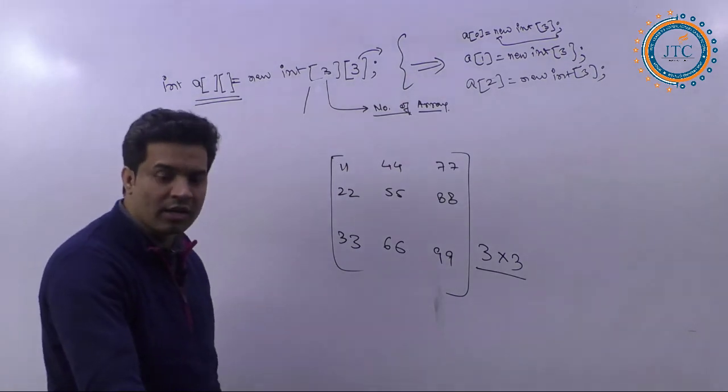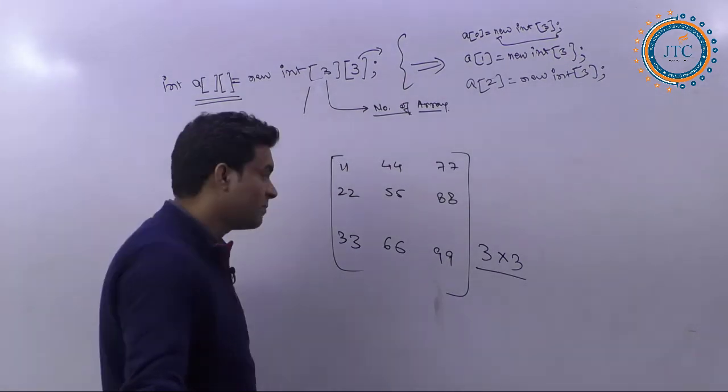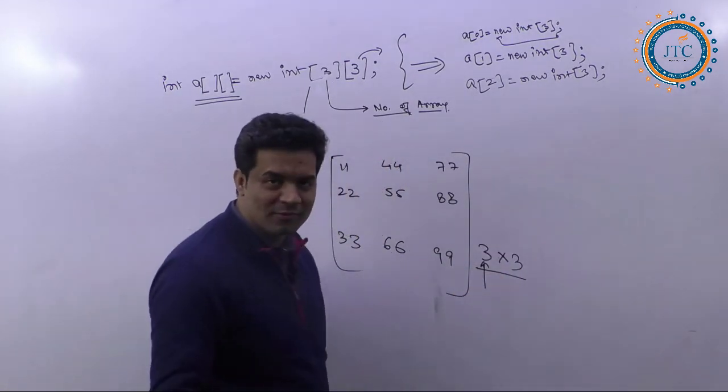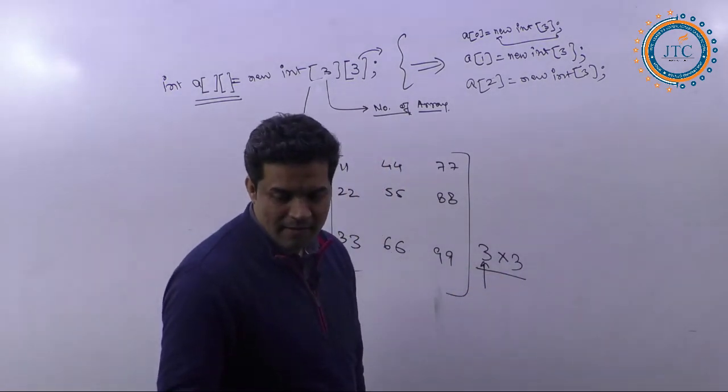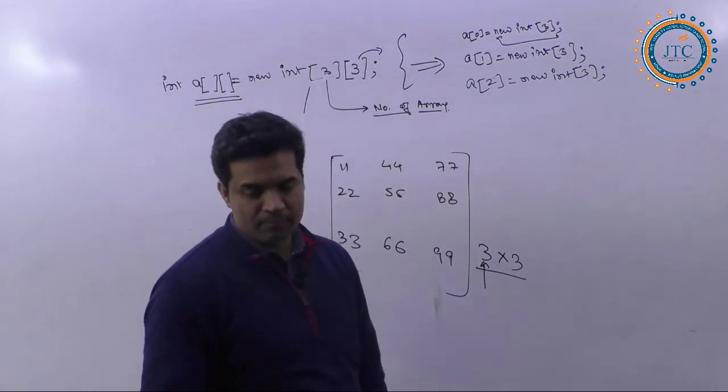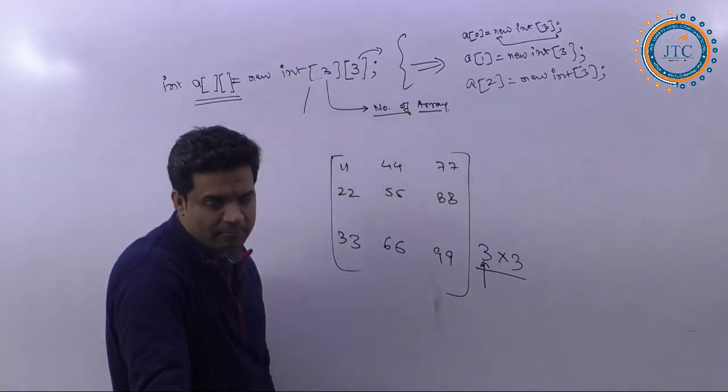What is this 3 by 3? What does the first 3 represent? Can you tell me, what does this first 3 represent, row or column? Tell me fast.